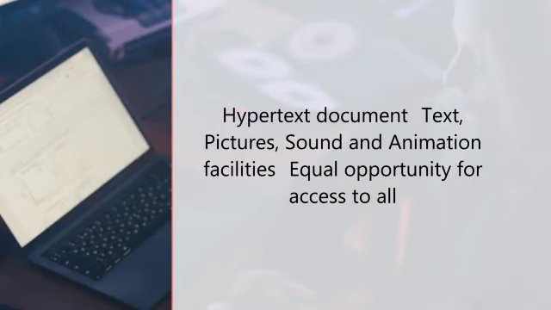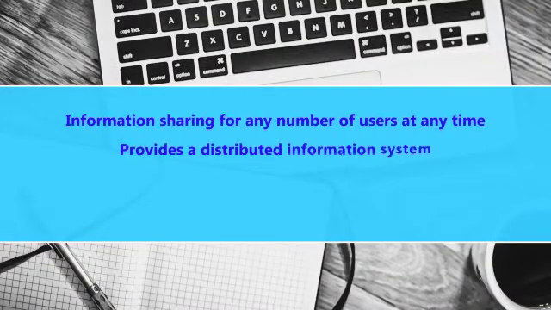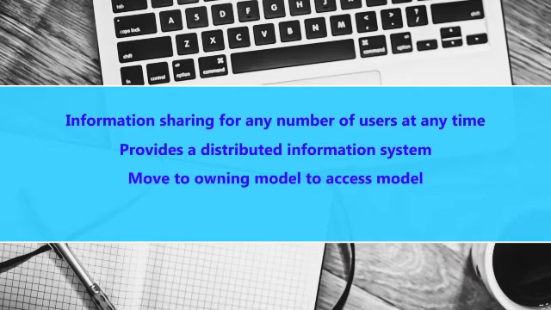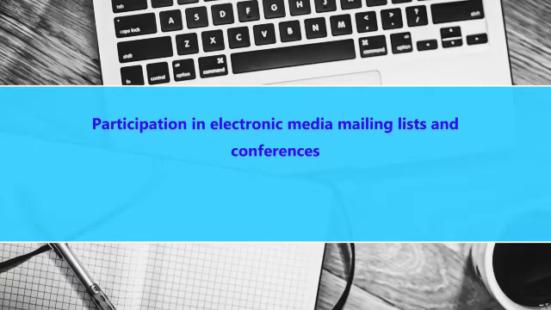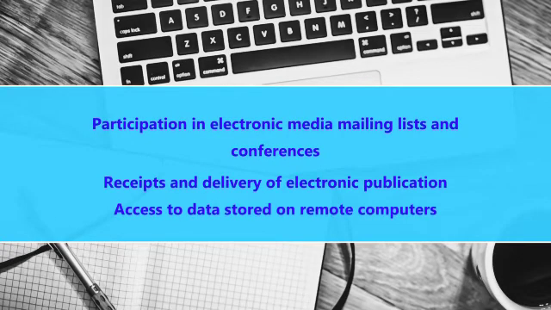Here are some of the common facilities we can enjoy from the web. For example, hypertext documents, text, pictures, sound, animation facilities, equal opportunity for access to all, information sharing, a distributed information system, moving from an owning to an access model, exchange of electronic mail, online real-time interactions, participation in electronic media, and receipt and delivery of electronic publications, access to data stored on remote computers, access to remote scientific equipment, and access to a wide selection of public domain and shareware software. So these are some of the very important features embedded in web systems.